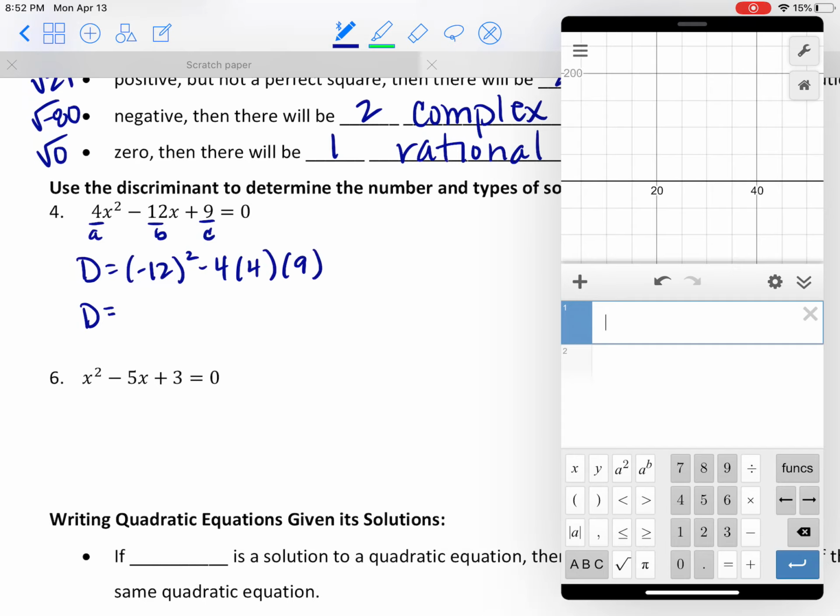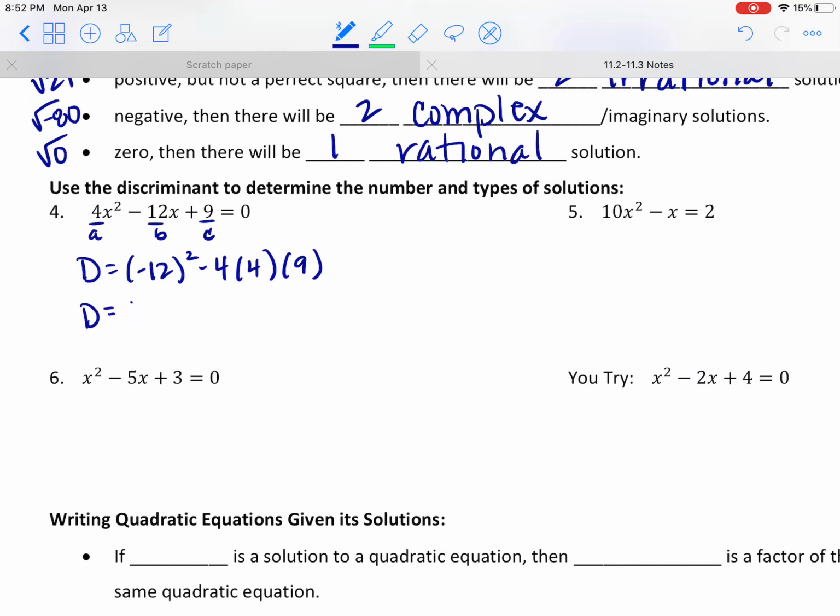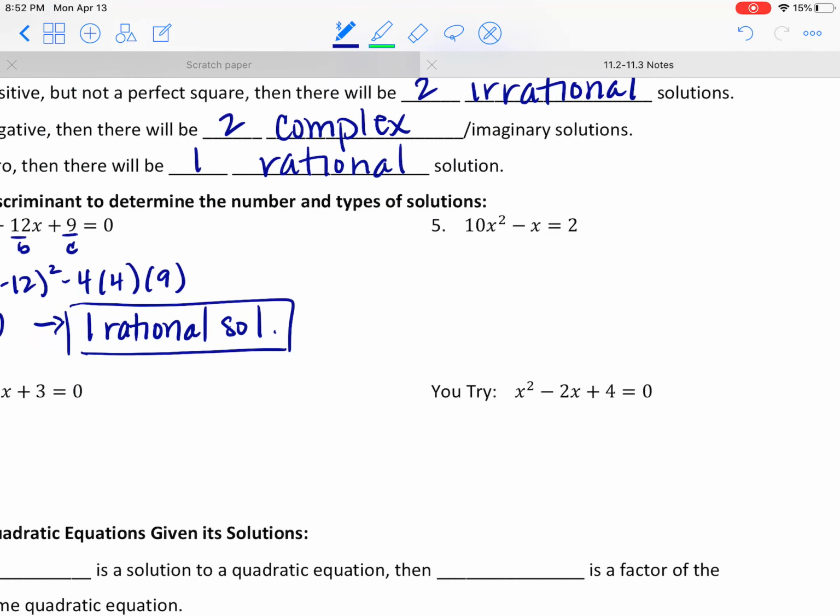So here, just so that I don't screw anything up, negative 12, and make sure again you're using parentheses when you plug in, negative 12 squared minus 4 times 9 ends up being a 0. So that means this equation, if I were to solve it using the quadratic formula, I'd get a 0 underneath the square root. The 0 underneath the square root makes the radical go away, and this tells me this equation only has 1 rational solution. So based on the discriminant of 0, 1 rational solution.